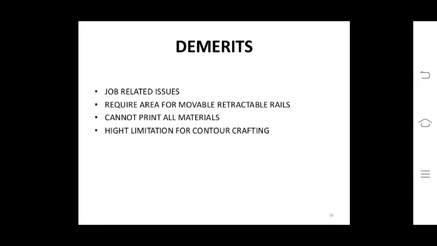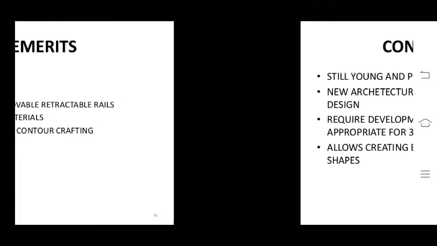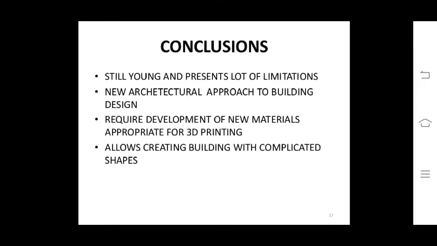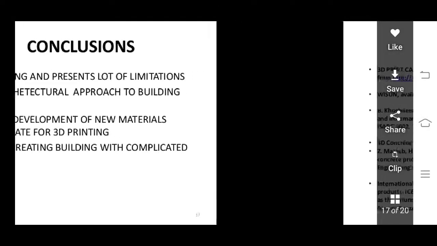Now, in this session, we have discussed various things regarding 3D printing, and from that, we can conclude that it is still young and presents a lot of limitations. A new architectural approach to building design occurs due to 3D printing. It requires development of new materials appropriate for 3D printing and allows creating buildings with complicated shapes due to 3D printing technology.